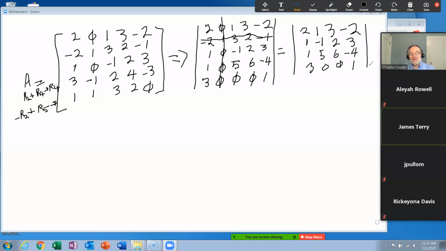You may not think of column operations, but that's exactly what we do. If we multiply -3 times column 4 and add it to column 1, that will make that become a 0. So let's do it to it. Okay?